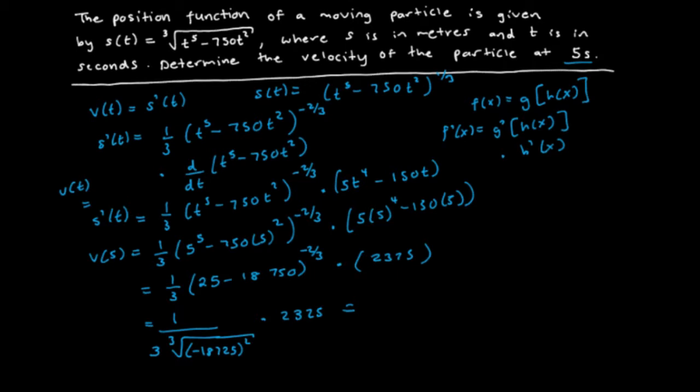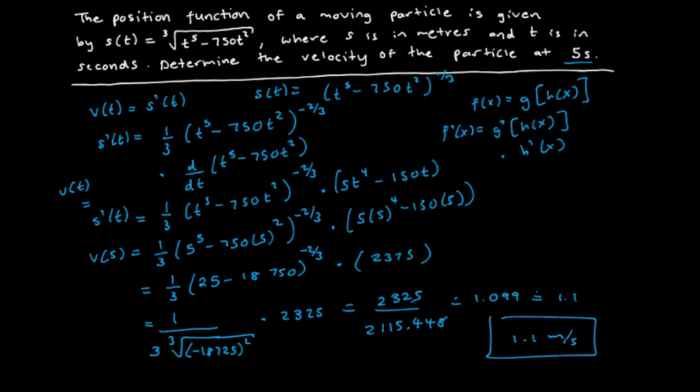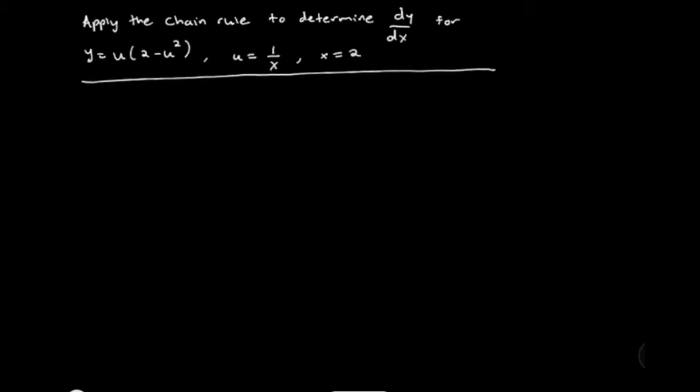I'm going to give you guys a final answer. So I got something that looks like 2,325 over 2,115.448. And if I divide this out, I got 1.099. Okay, so let's just round this off to 1.1. So the velocity of the particle at 5 seconds is approximately 1.1 meters per second. Okay, so the numbers are a little significant in that scenario, but that's basically how you would tackle the problem.